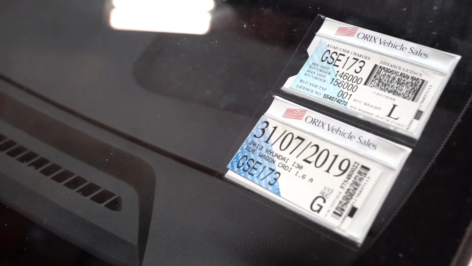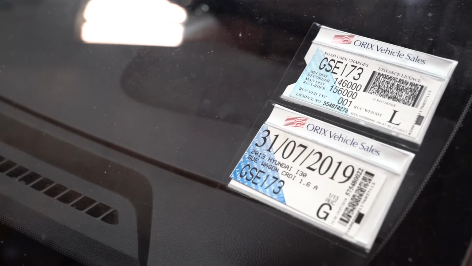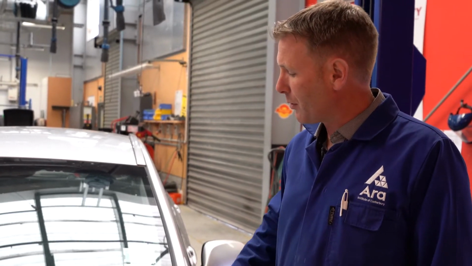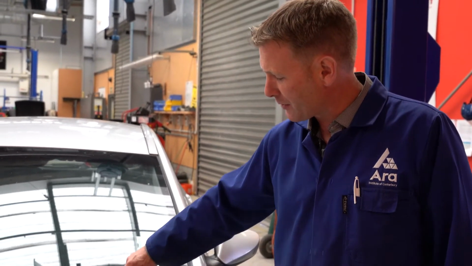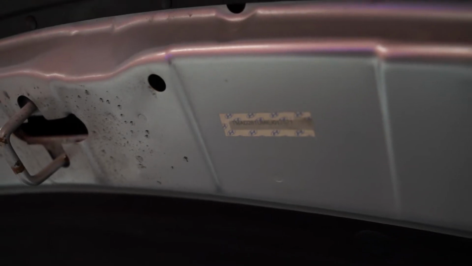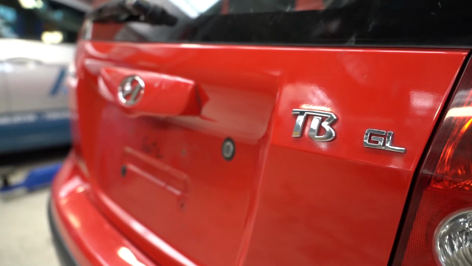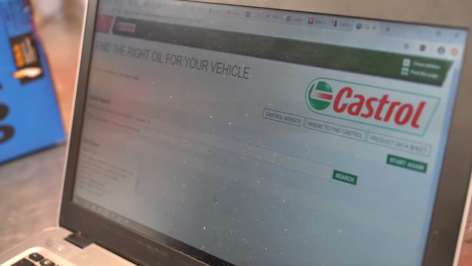Okay, so the first key to finding the right oil is identifying the vehicle that you're working on. You can do that in a number of ways. You could look at the signage in the windscreen here so that it has the make and model of the vehicle. Also in this vehicle you could look at the chassis number, which in this case is up here on the windscreen, or it may be under the bonnet. Also on the back of the vehicle it should have the make and model to help identify which vehicle you're actually working on.